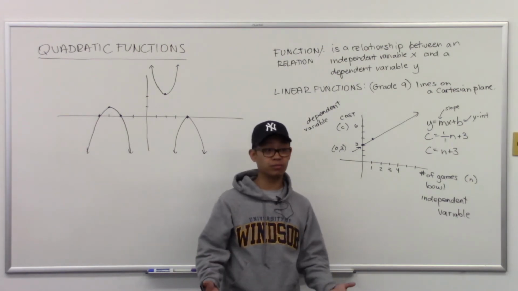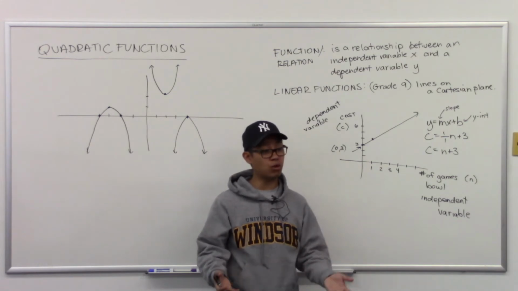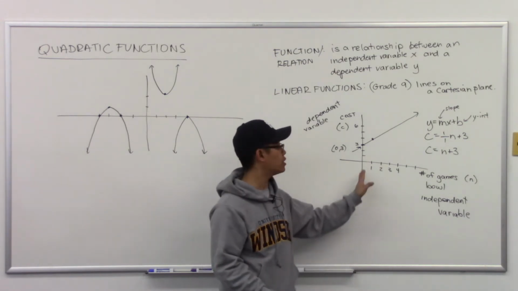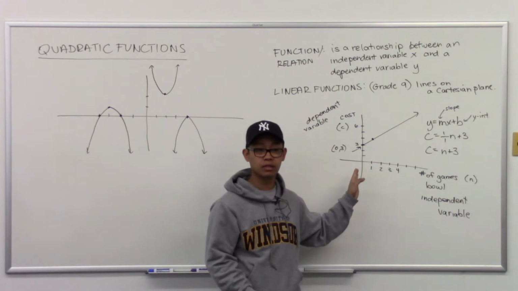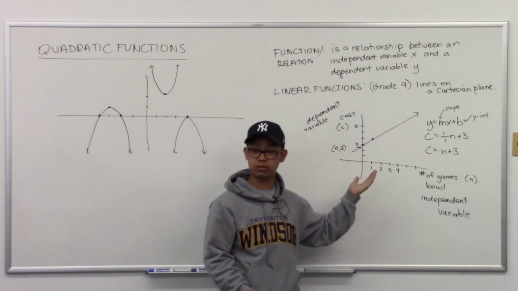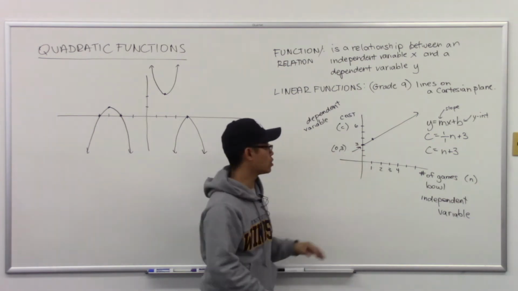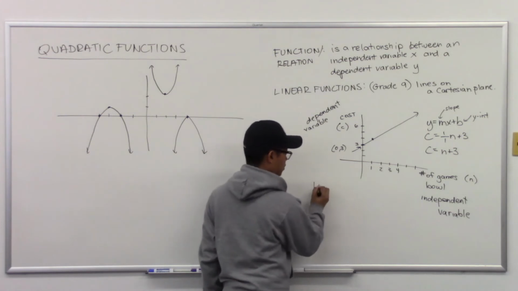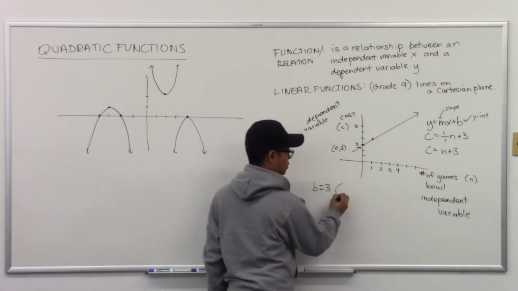It's the shoe rental. Because you have to go there and pay for a shoe rental. So even if you bowl 0 games, you have to pay $3, right? So the purpose of b equal to 3 is the shoe rental.